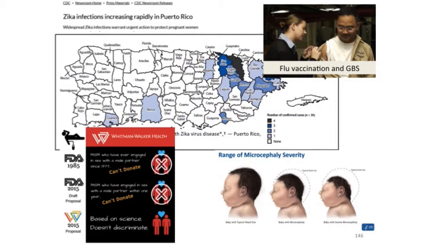We know that there have been some flu vaccines for which there's been an association with an increased risk of GBS, but this needs to be balanced against the many known benefits of flu vaccination. This is just to give you an idea of the range of the kinds of benefit risk assessments that we need to address within CBER.